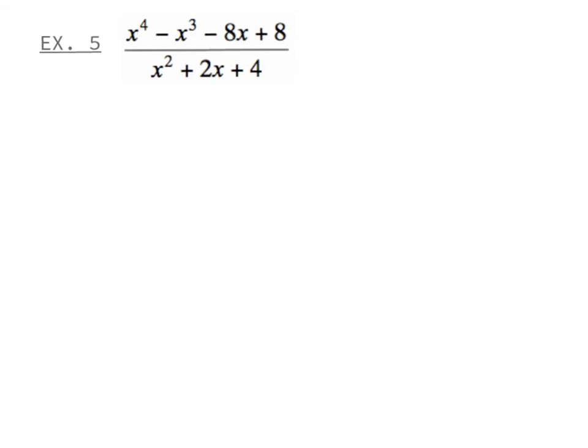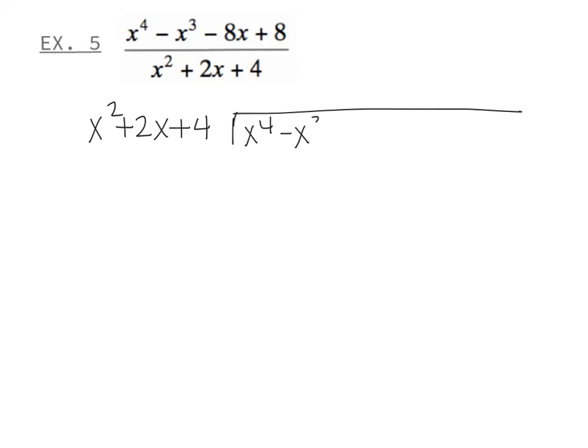So you have x to the 4th, x to the 3rd. I'm missing my second power, so put it at 0 whenever we put it into the house. And then you have the denominator that goes outside the house. So I'm going to write this. You have x squared plus 2x plus 4. My house, I have x to the 4th minus x cubed plus, there's no squares, so I'm going to put a 0. 0x squared minus 8x plus 8.